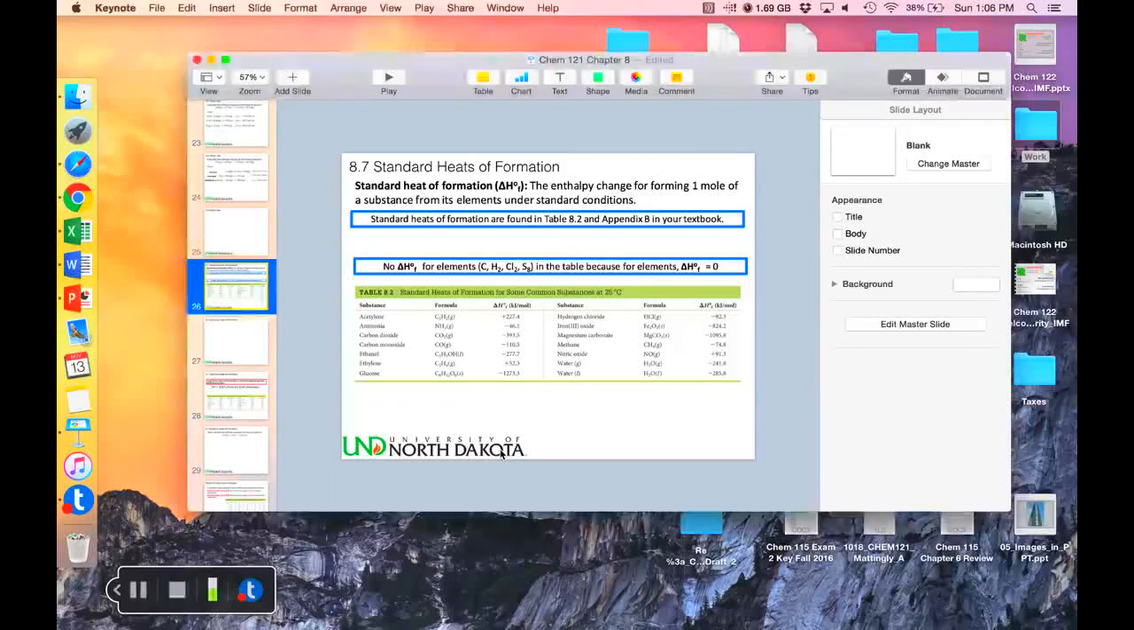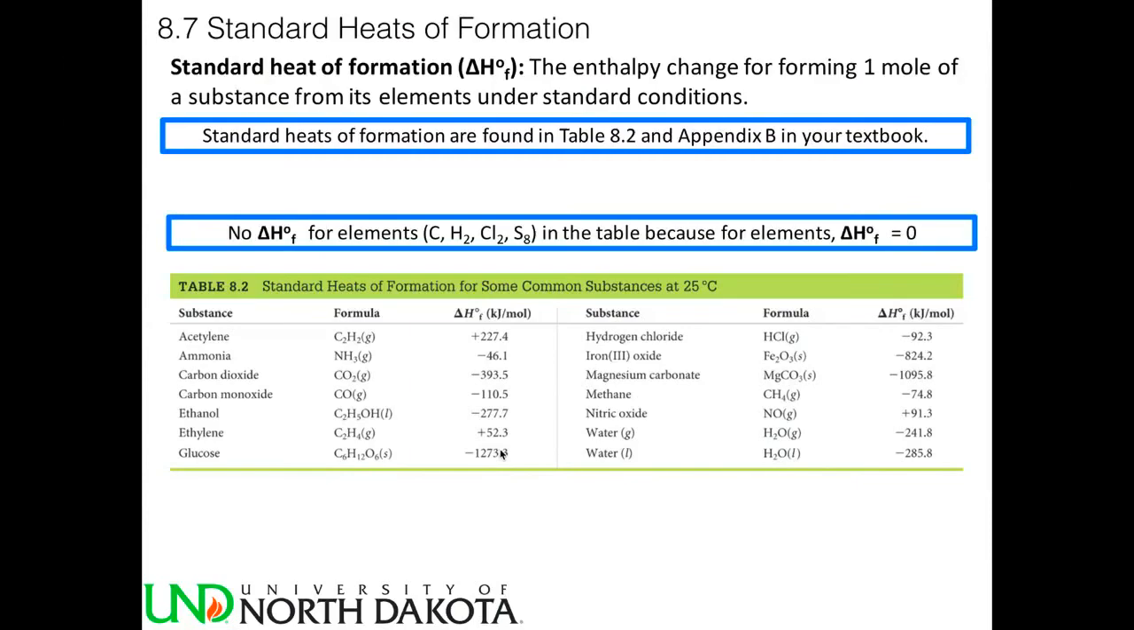This video is 8.7, Standard Heats of Formation. The standard heat of formation is shown as delta H naught sub F, and it is defined as the enthalpy change for forming 1 mole of a substance from its elements under standard conditions. So this is the standard enthalpy to form some compound from its constituent elements in their standard states.